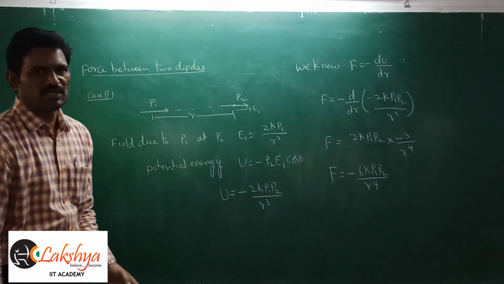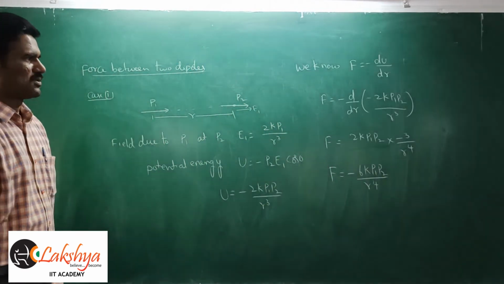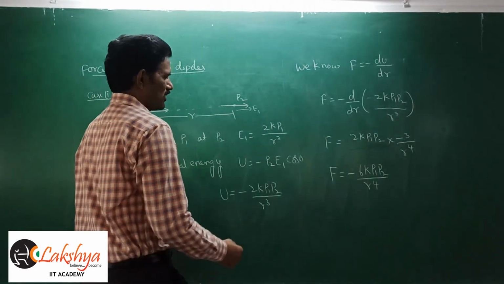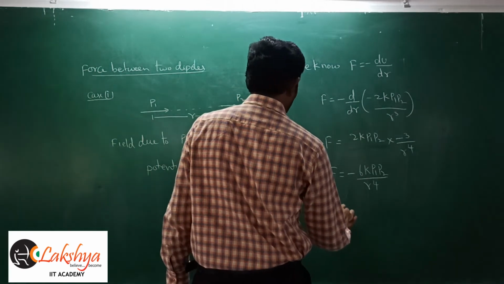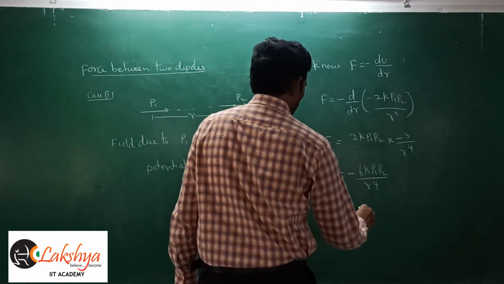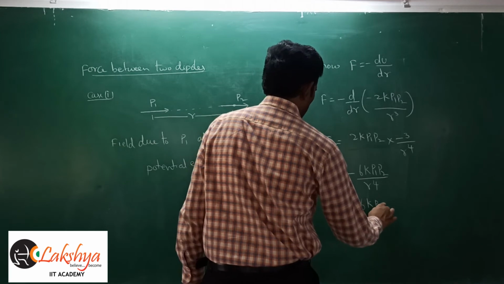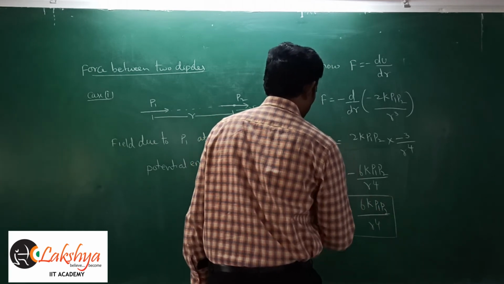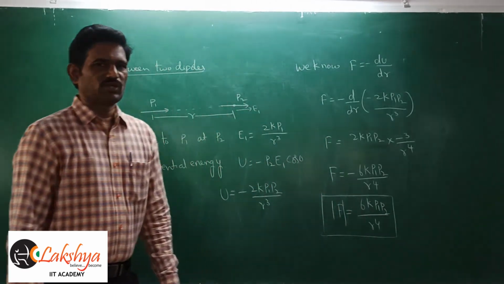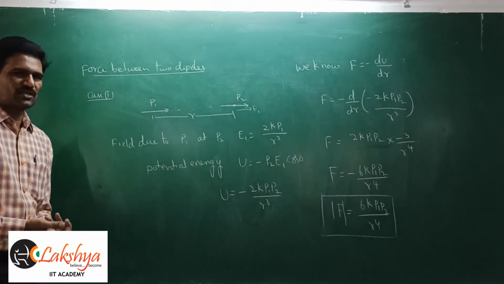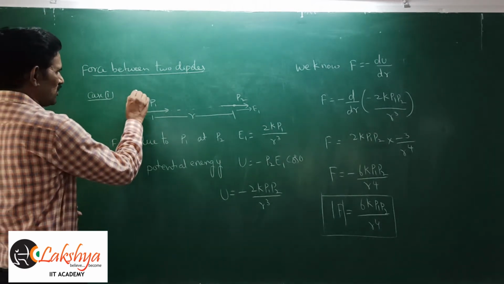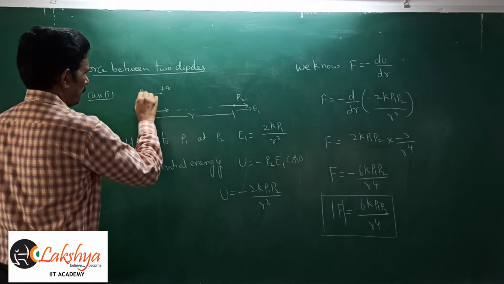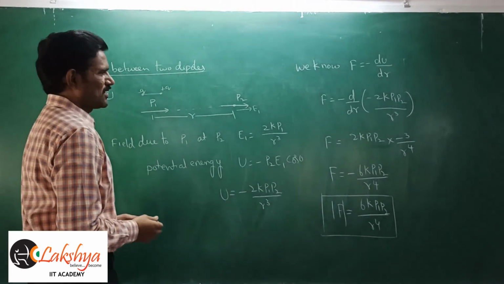The negative sign indicates an attractive force between the two dipoles, so the dipoles will attract each other. Writing the modulus, it is 6kP1P2 by r power 4, and you may mention that this is the attractive force. This is the force between two dipoles when they are placed like this. We can also explain it in terms of charges: this is a negative charge and this is a positive charge.